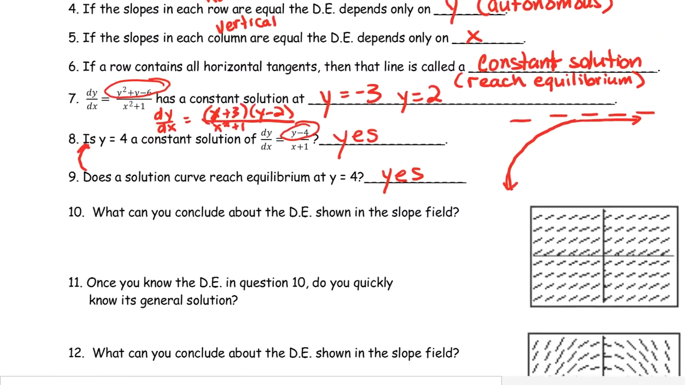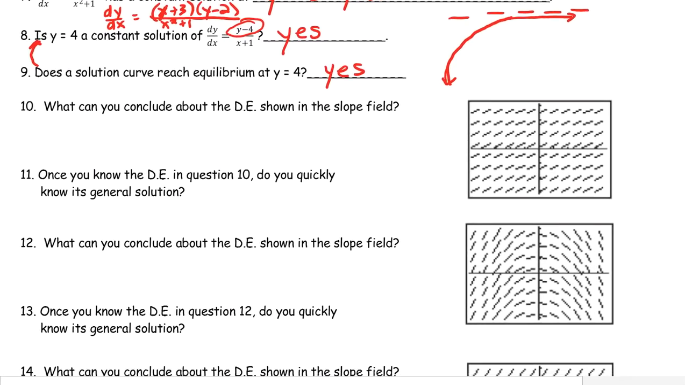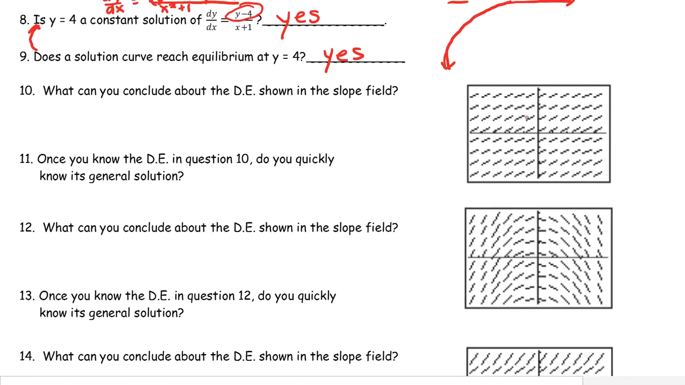What can we conclude? I just want to get this visible for you. What can we conclude about the differential equation? Well, the first thing I notice is that these horizontal rows are all consistent. So we know that the differential equation depends only on y variables. So there are no x's in our differential equation.